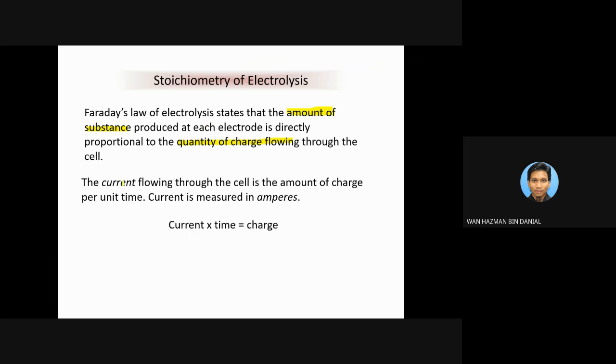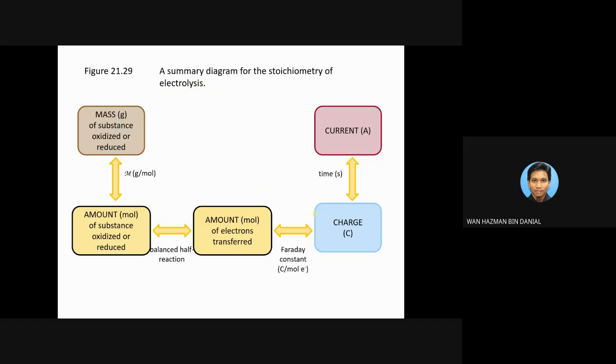Okay, so the current flowing through this cell is amount of charge per unit time. So you need to understand lah, charge is equals to current times time ataupun charge over time kan. So you akan dapat the current, ataupun amperes ataupun current tu. Charge per second. Yang ni lah. So the relation is like this.